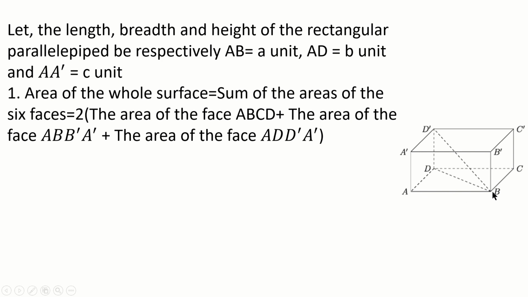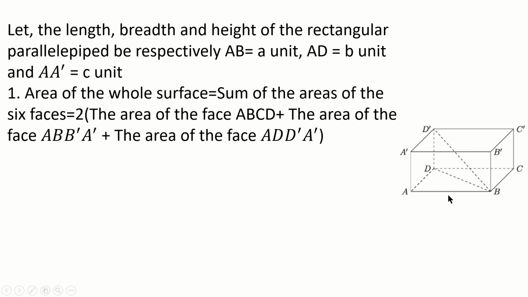A, B, C, D. This is a length and this is a breadth. So area will be A into B. And A, B, B prime, A prime.